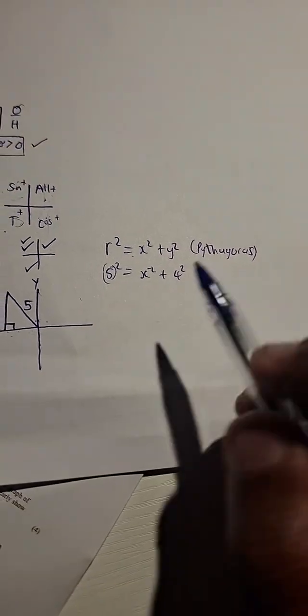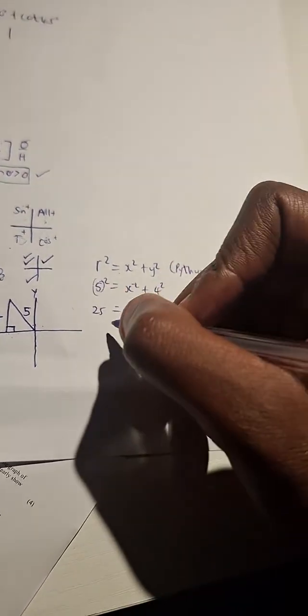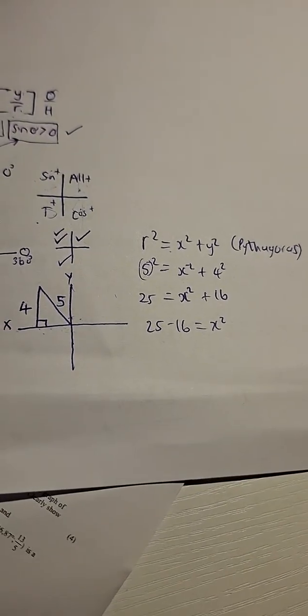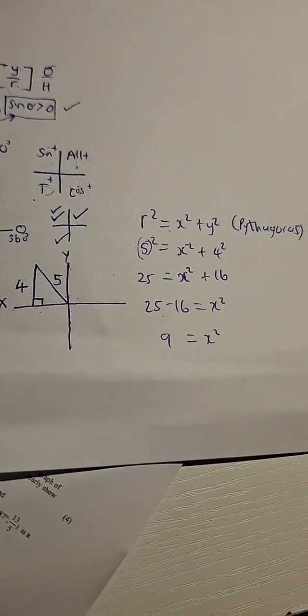Pythagoras. Then 5 squared is 25. x squared is x squared. 4 squared is 16. You take the 16 over: 25 minus 16 is equal to x squared. The 25 minus 16 gives you 9. That is x squared. You take the square root on both sides.